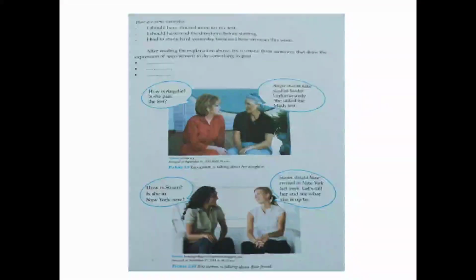Second picture, how is Susan? Is she in New York now? Susan should have arrived in New York last week. Let's call her and see what she is up to. Okay, the two pictures give examples about expressions of the statement and questions of requirement to do something in past.